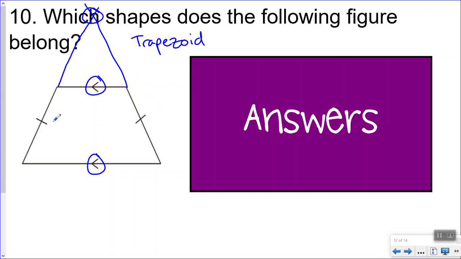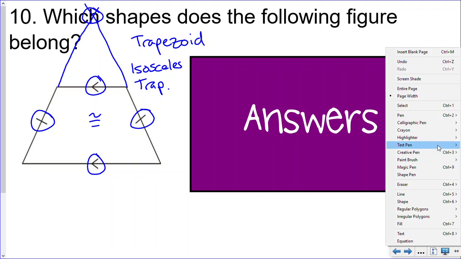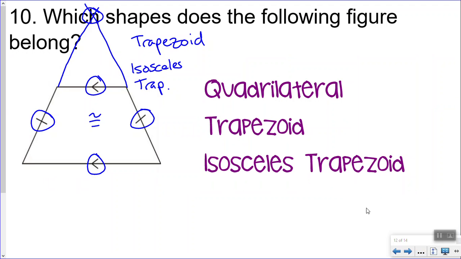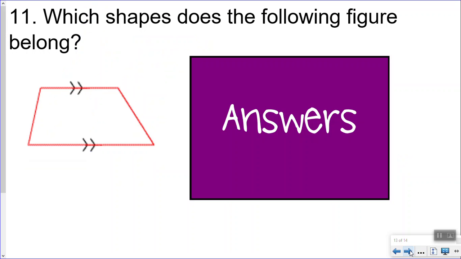And now if I look, I can see that I have these markings here which tell me that these sides are congruent. So that means this is a special trapezoid called the isosceles trapezoid. It's a goofy word to spell, to say, but it just means that we have two equal sides. And so we have a trapezoid, an isosceles trapezoid, and I forgot quadrilateral because this one does only have 4 sides. All right, go ahead and pause the video and see if you can identify the groups that this shape belongs to.